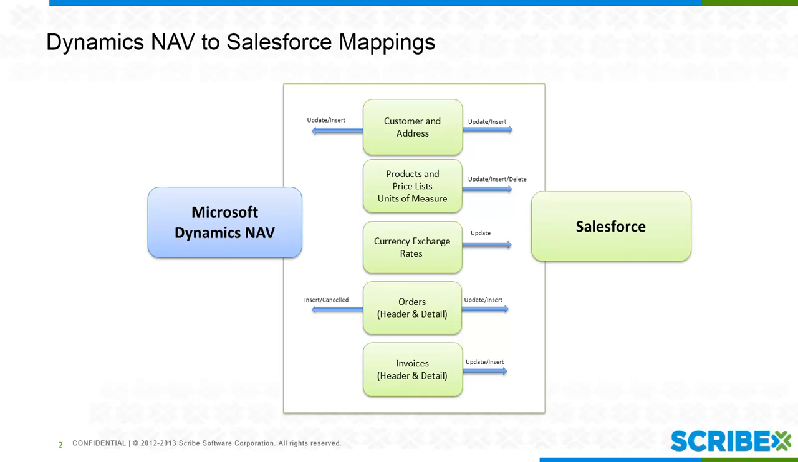Using Scribe Insight is really easy to create integrations. We have several templates available on our website that you can combine to create your integrations. They're free to download, so it's really easy. Most of the templates cover customer and addresses, products and price list, units of measure, currency exchange rates, orders, and by that are order headers and order details, and also invoices. In this scenario, I combined two templates. Let's head over to our website to show you where you can find them.